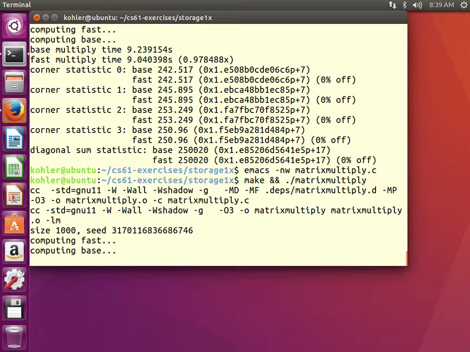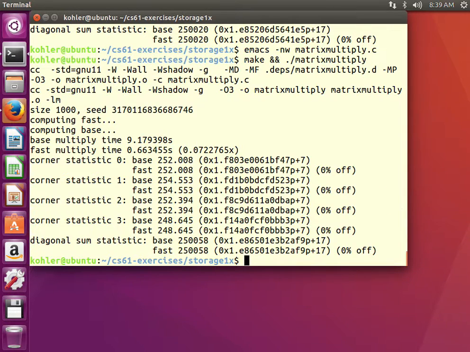And presto changeo, we will see that matrix multiply is now running at around 7% of the time. It's running 0.07 times the time of the base matrix multiply. So it's running roughly 20 times faster.